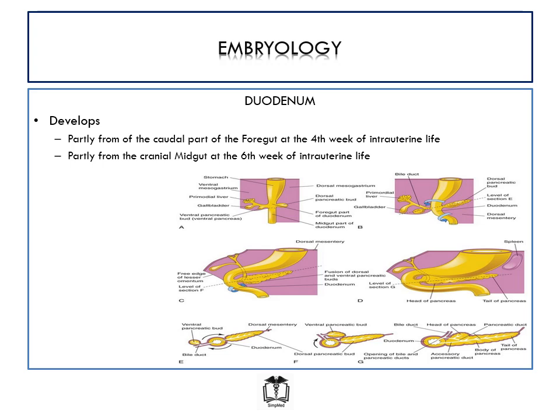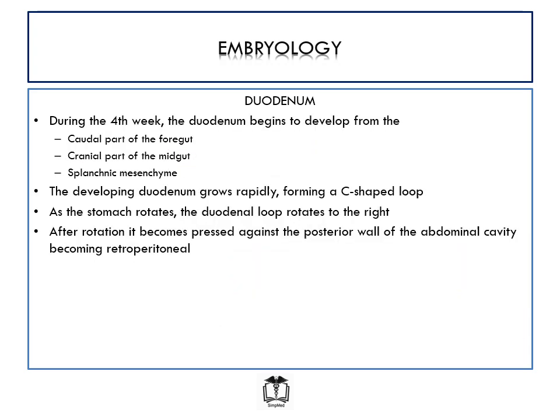The cranial part, or proximal part of the duodenum, the part that is proximal to the major duodenal papilla, is derived from the caudal part of the foregut, whereas the distal part of the duodenum, the part that is below the major duodenal papilla, is derived from the cranial part of the midgut. The proximal part tends to begin developing at the fourth week, whereas the distal part tends to begin developing at the sixth week of intrauterine life.